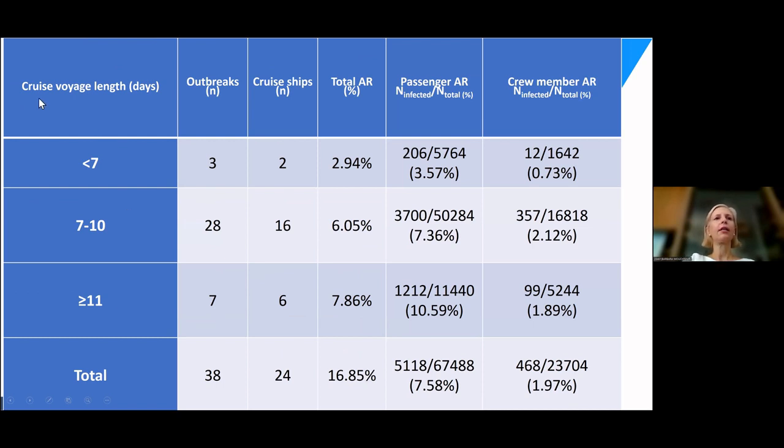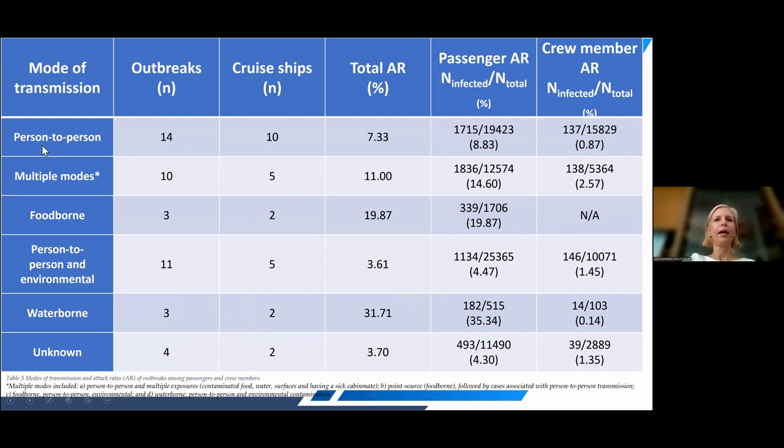Now, in regards to the cruise voyage length, the higher attack rate was in cruises that lasted 11 or more days. About the mode of transmission, here you can see that most of the outbreaks were caused by person-to-person transmission. We had multiple modes that also included person-to-person transmission, 5. Foodborne outbreaks, only 2. Person-to-person and environmental, 5. Waterborne, 2 outbreaks. And of course, the higher attack rate was reported in a waterborne outbreak, 31.71%, followed by foodborne transmission, with a total attack rate of about 20%.